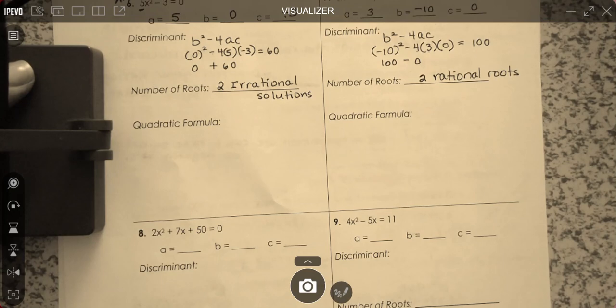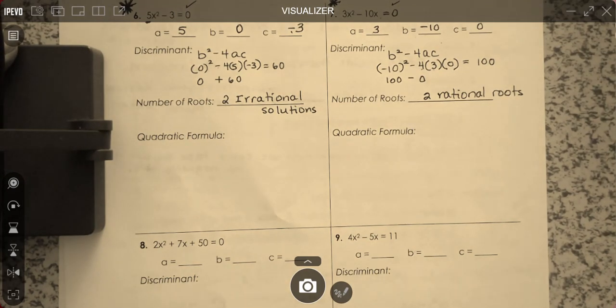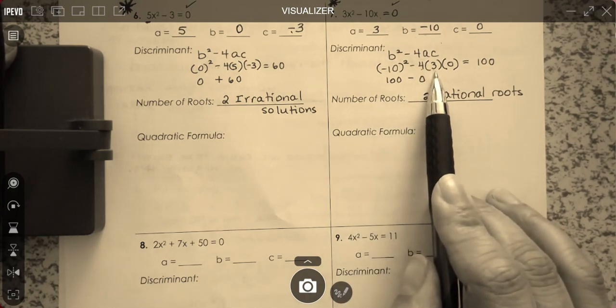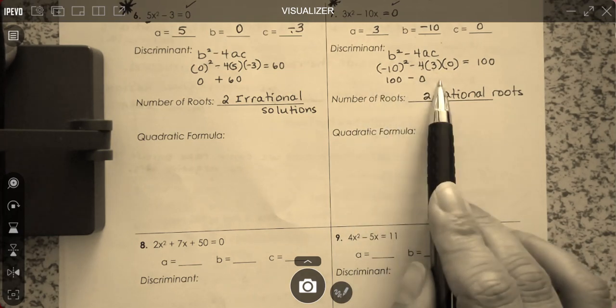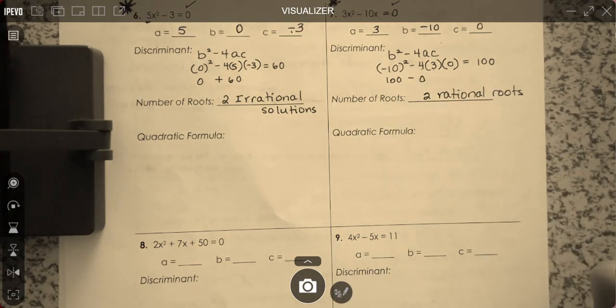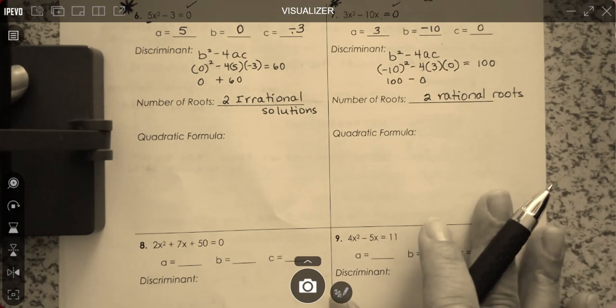Why do we subtract 0? Why do you do 100? Because that's what this is, 100 minus 0. Right? 4 times 3 times 0 is 0. You know what I'm saying? Yeah, I can. I'm making it difficult. Wow, okay.